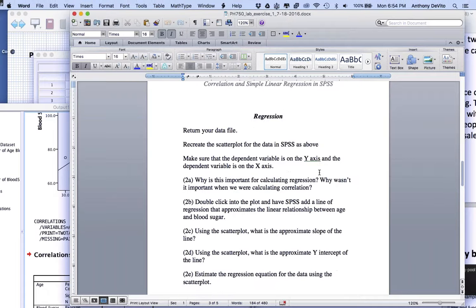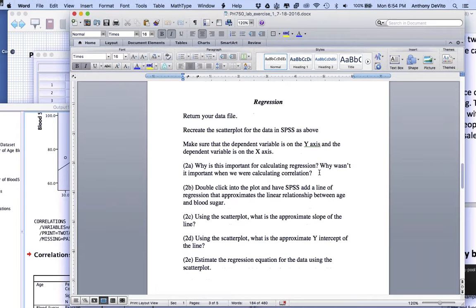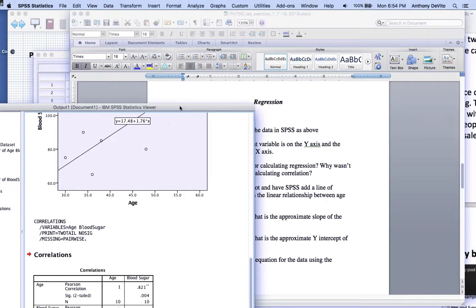Okay, so at any rate, let's take a look at this. So regression, we're going to take this data file that we just were working with. I'm going to go back here.